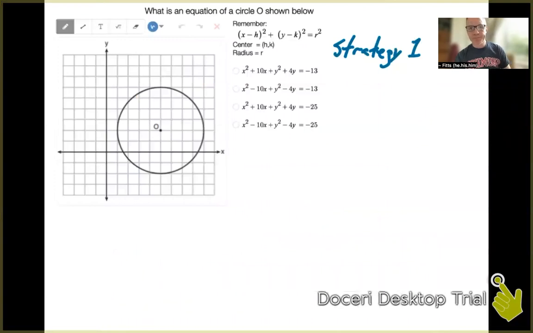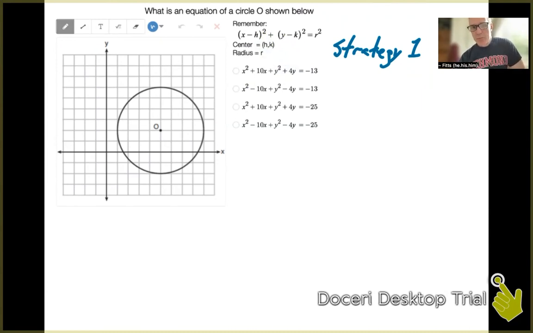So here's the problem. It's a circle equation question, and they don't always give you the circle equation. That's something you have to memorize. This x minus h squared plus y minus k squared equals r squared. Not sure why. They should probably just give that to you.